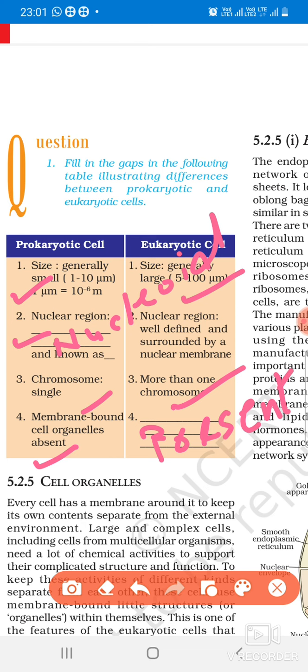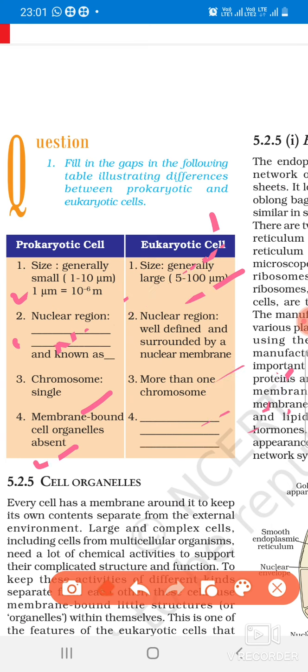Okay, this was all about it, and the rest of the cell organelles we will do in the next lecture. Now you have to write these differences in your notebook also.